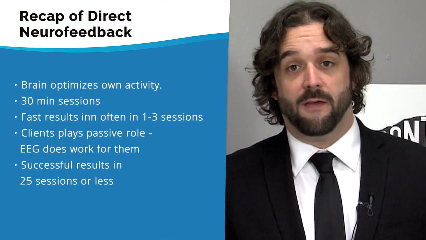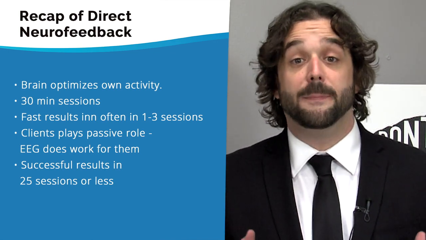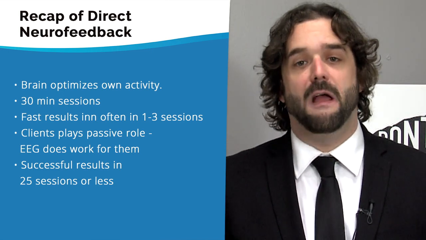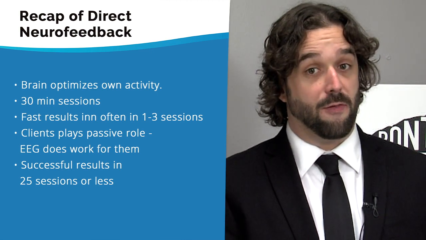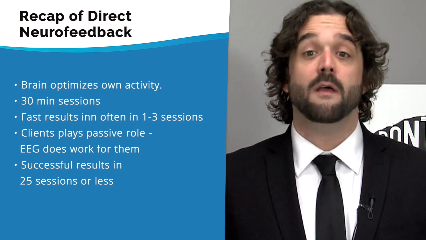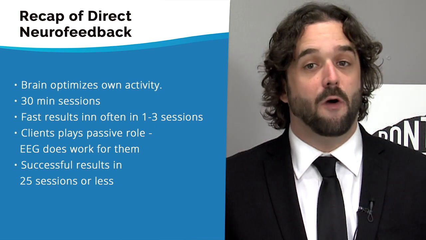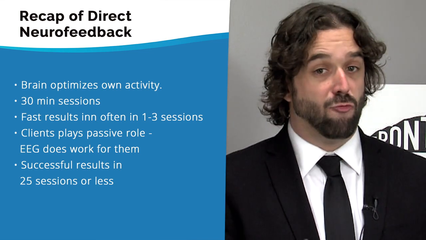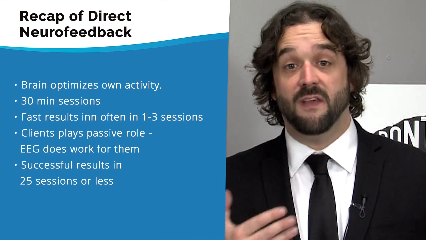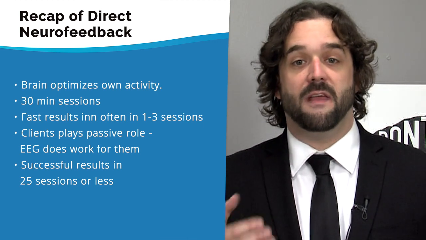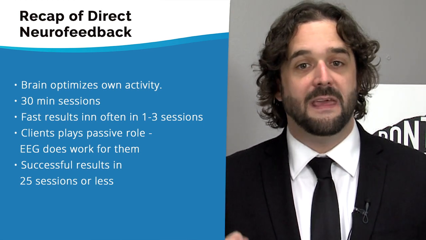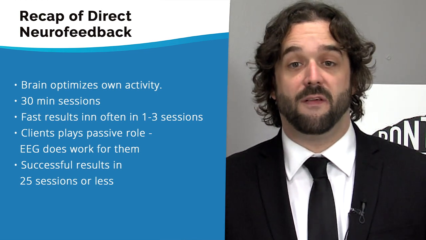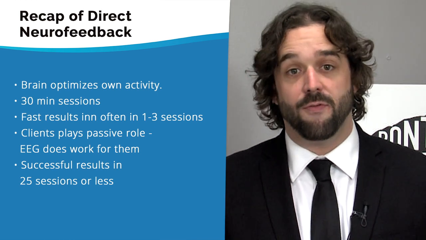With direct neurofeedback, on the other hand, the brain receives an opportunity to optimize its own activity. The sessions only take 30 minutes or so and yield very fast results, often in the first 3 sessions and usually in the first. The client plays a passive role in the session as the low power stimulation from the EEG does the work for them. The client doesn't have to train or untrain their own brains. The signal triggers a reboot, and the brain leverages its natural neuroplasticity to begin to create and recreate positive brainwave activity. Sessions usually reach their successful conclusion in 25 sessions or less.